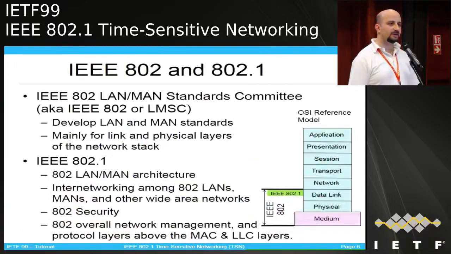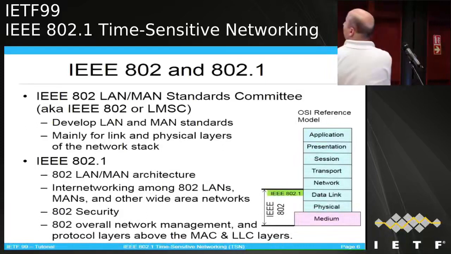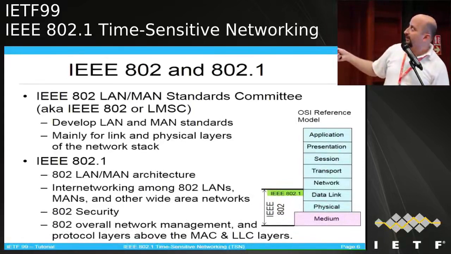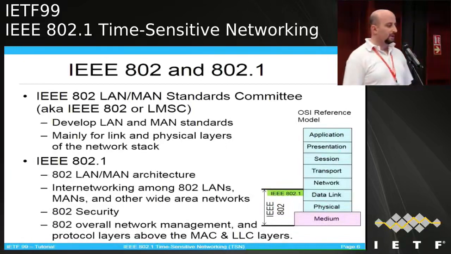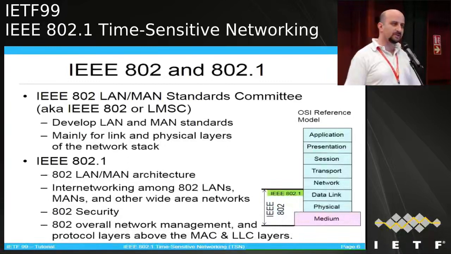So what is TSN? TSN is one of the task groups in the IEEE 802.1 working group, which is part of the 802 LAN/MAN Standards Committee that develops LAN/MAN standards and mainly focuses on the data link and physical layers. 802.1, as illustrated in the figure, sits on top of the 802 scope, this green field. 802.1 sits here, and TSN is one of the task groups there. 802.1 is responsible for the 802 architecture and for the interworking among the 802 LANs, also provides security, and is responsible for the overall management and the protocol layers above the MAC and LLC layers.